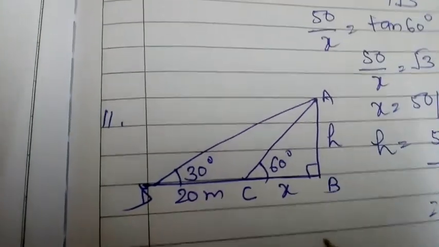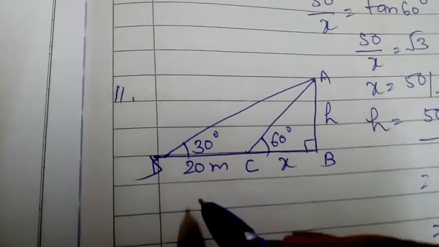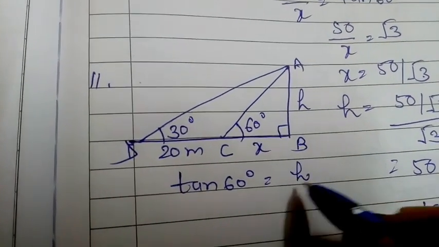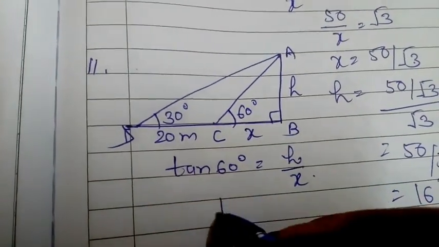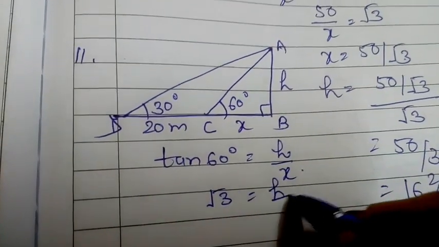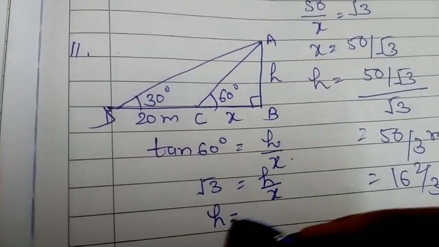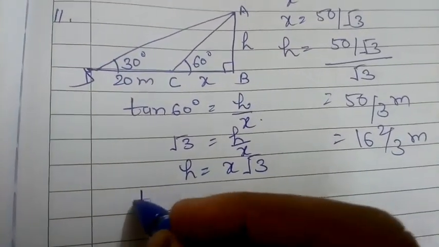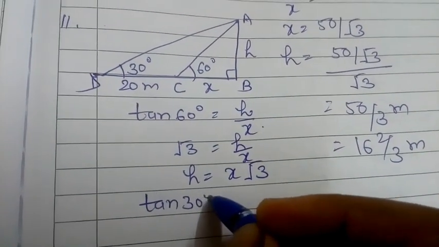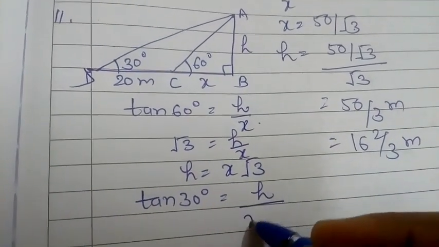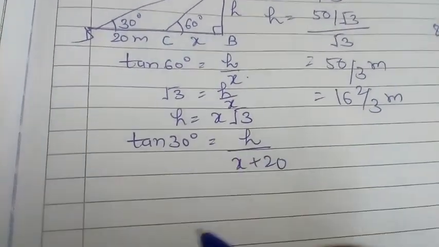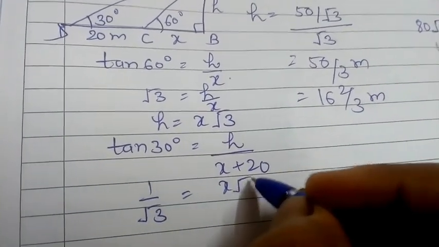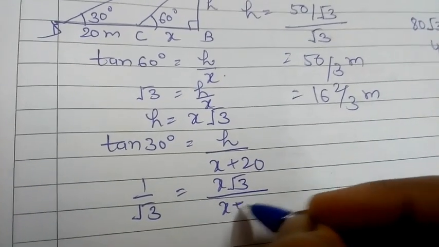See, this is the figure of question number 11. Taking tan 60 degree equals perpendicular by base, h upon x. Root 3 equals h upon x. Here h equals x root 3. Next, tan 30 degree equals h upon x plus 20. Tan 30 is 1 by root 3. So h is equal to x root 3 by x plus 20.